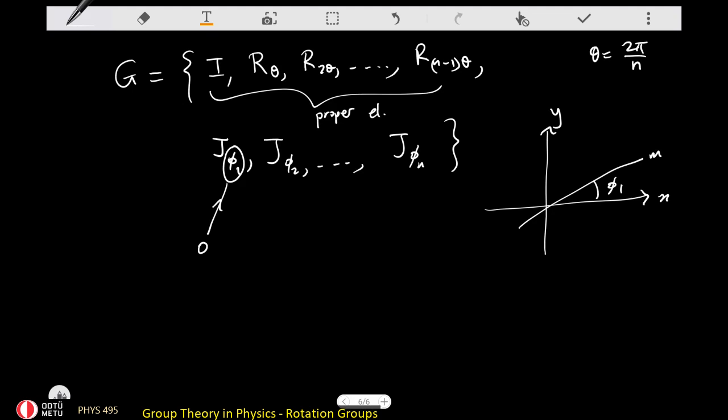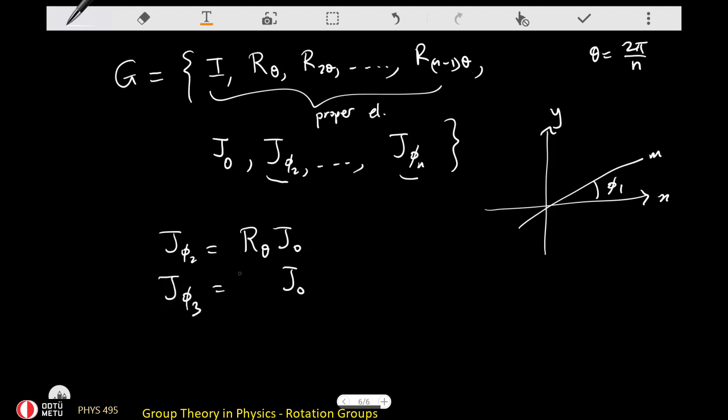So it's just a reflection along the y direction. You can think of it like that. So as a result, let me then erase this and then call this J0. And now I can see that I can obtain all the other reflections. For example, J phi 2 as this first reflection succeeded by r theta. And the second, J phi 3, would be J0 succeeded by the rotation by 2 theta and so on.